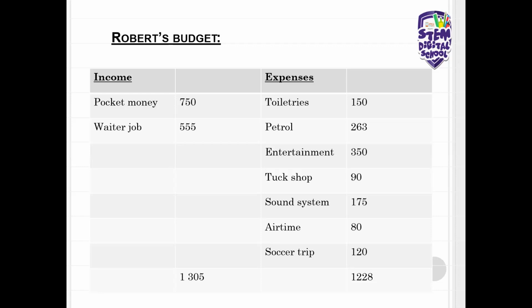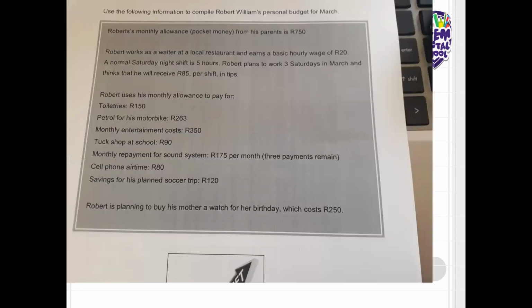Depending on things like, even if you will remember, like the sound system, if I can just go back, you will remember there was a little note there to say 3 payments are remaining. So after 3 months, that will automatically fall away, and then he can also save that 175 Rand. Right, the soccer trip, as soon as the soccer trip is finished, then you don't have to save the 120 Rand. So there's another savings thing. And then I will work a little bit on the airtime for the cell phone as well.